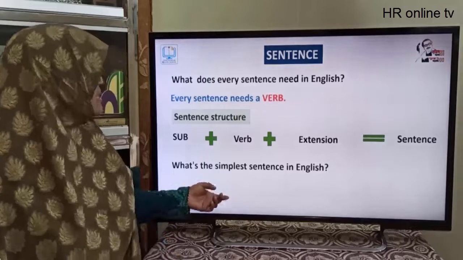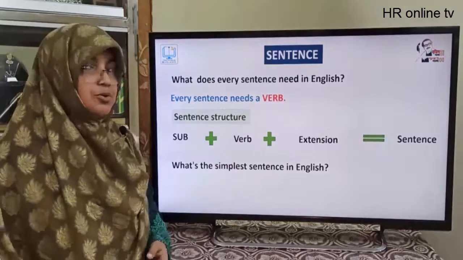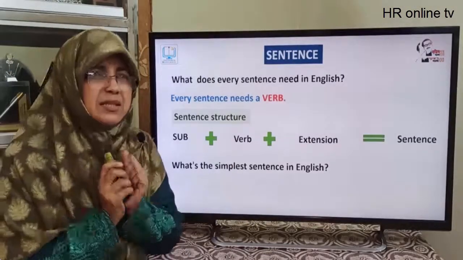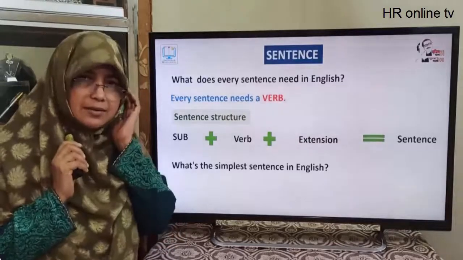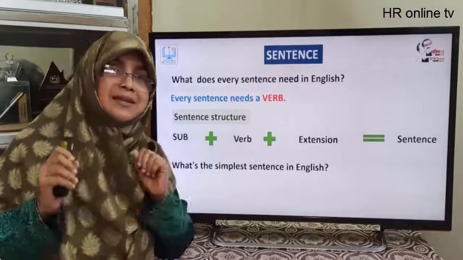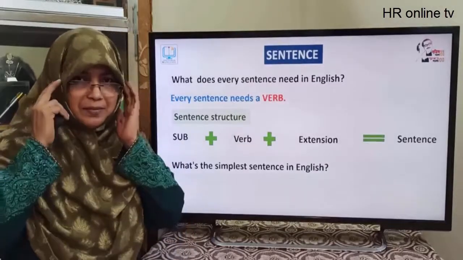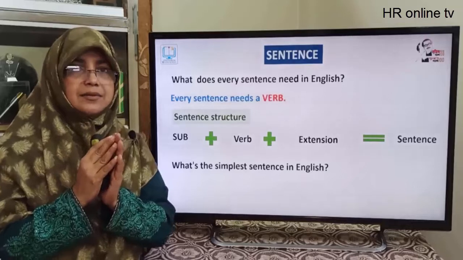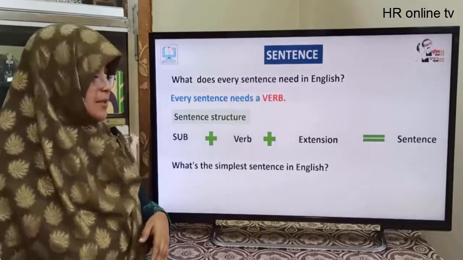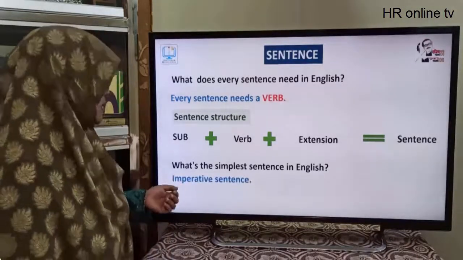Okay, what's the simplest sentence in English? Do you know? What is the simplest, smallest sentence in English? Just think. Small sentence. Yes, that is an imperative sentence.